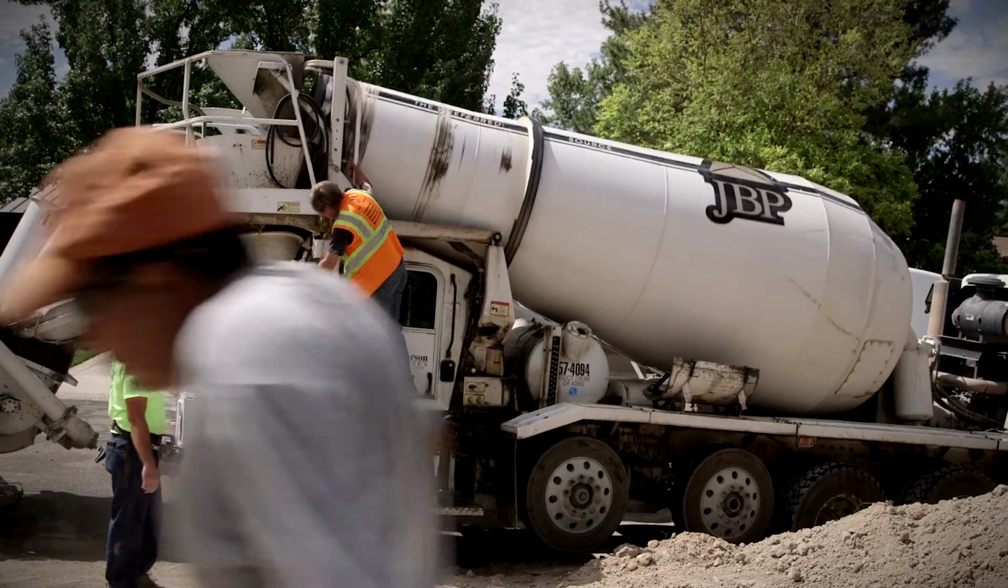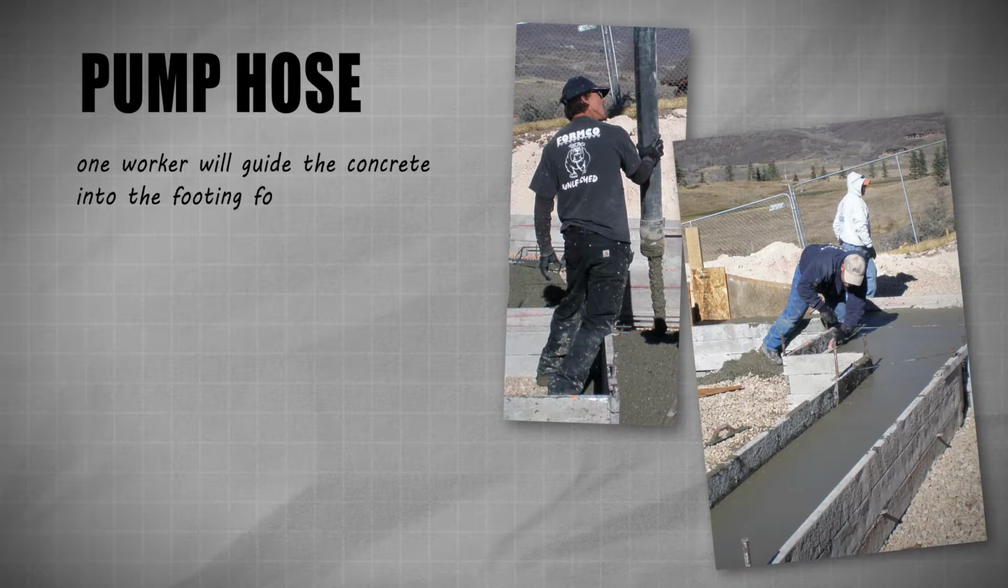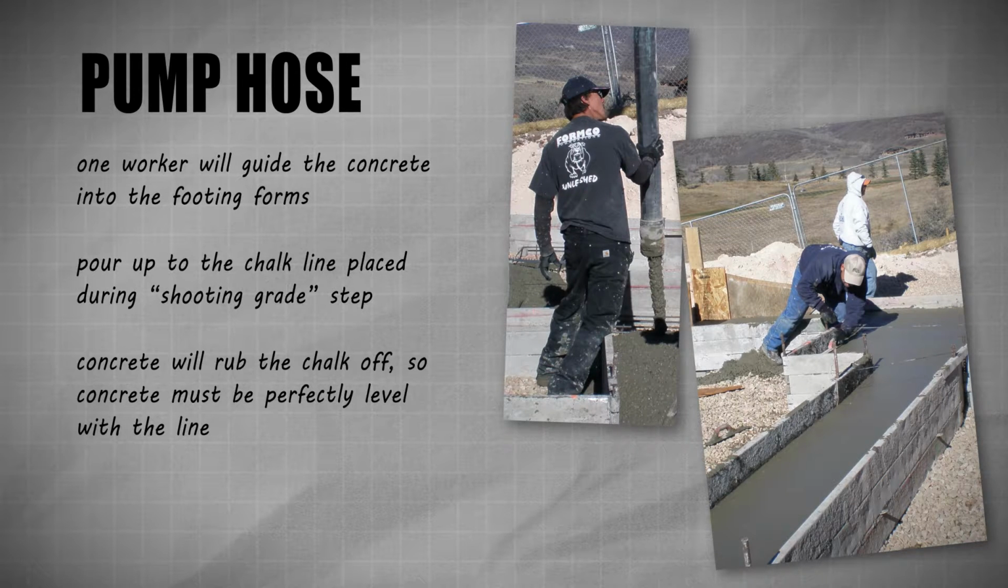The concrete will be prepared and ready to flow out from the pump hose. One worker will hold the pump hose into the footing forms and guide the pump as it fills the forms. The concrete will be poured up to the chalk line that was placed during the shooting grade step.